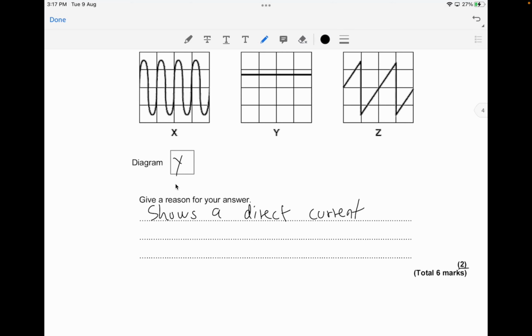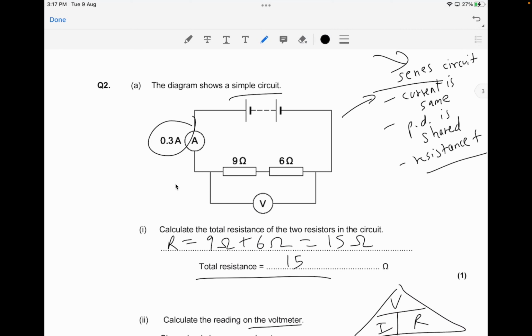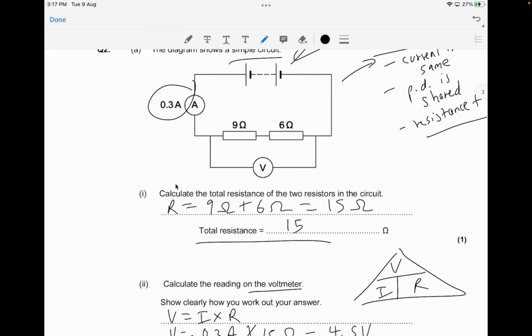Now, for the 2 marks, 1 mark is where you state the value of Y, and the other one is for the reasoning, where it shows a direct current. You can give other answers as well. If you look at the diagram, since it's a series circuit, the battery gives a direct current, or you could say that the battery or the cell gives a constant current or potential difference.